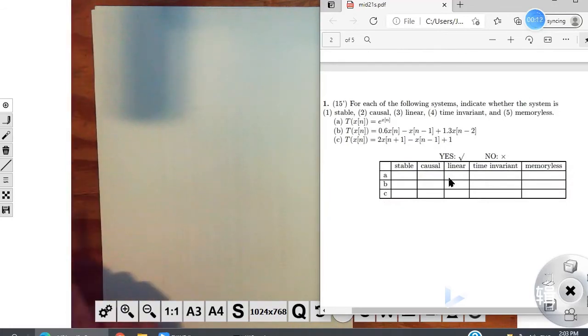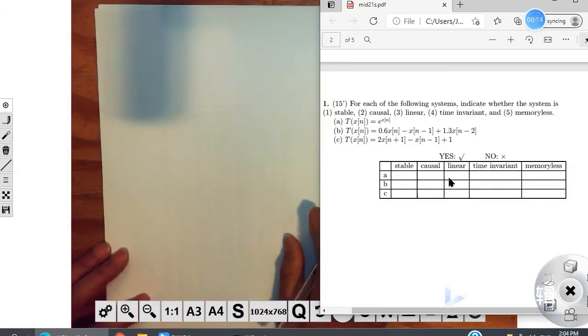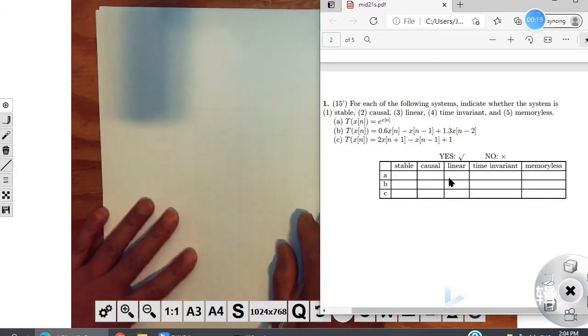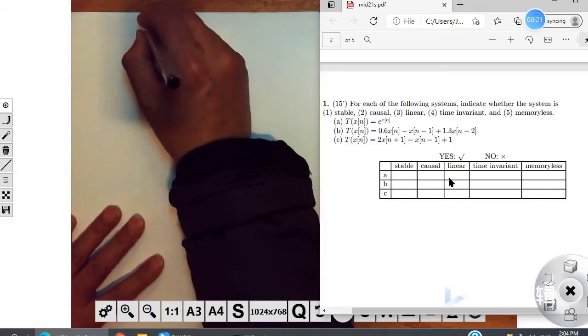The first problem is about three systems, and we want to know the type of each of them. Let me write this down.